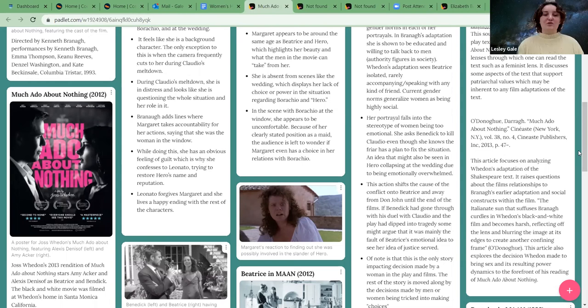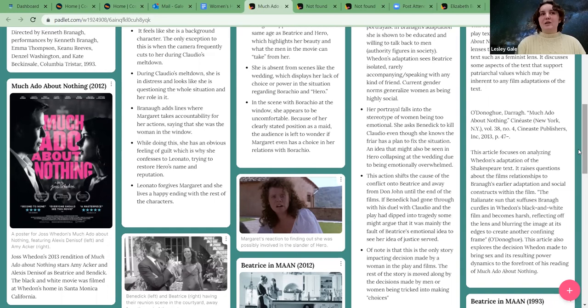She is kind of used as a pawn. She also appears to be uncomfortable in the scene with Borachio and is completely unaware of how she's being used. It also highlights maybe her lack of choice in that situation.